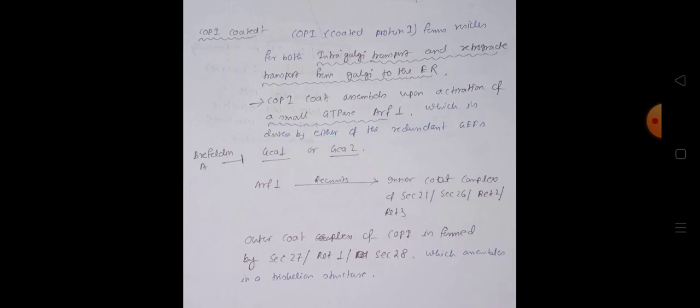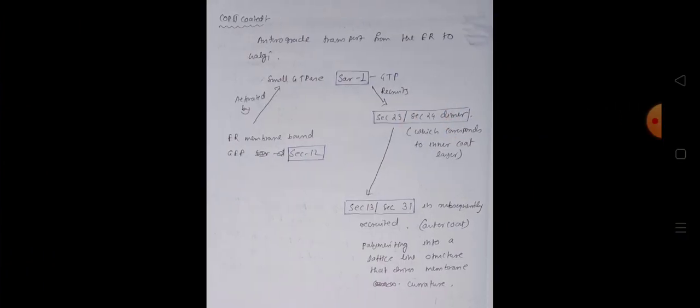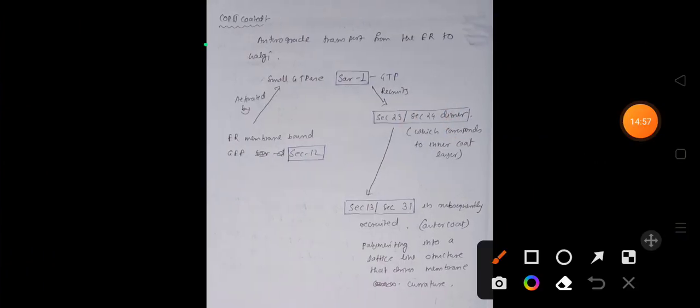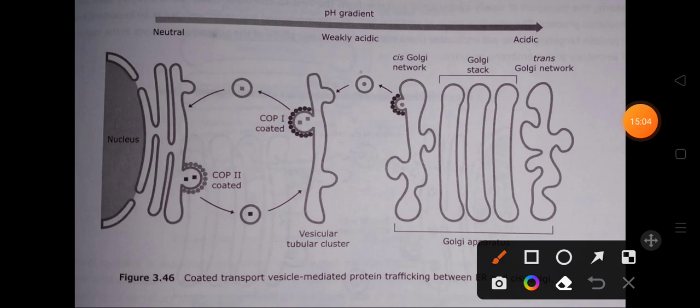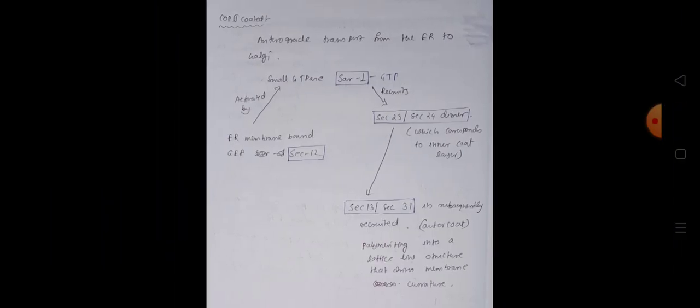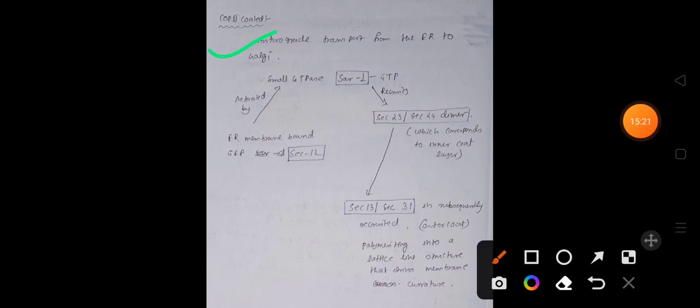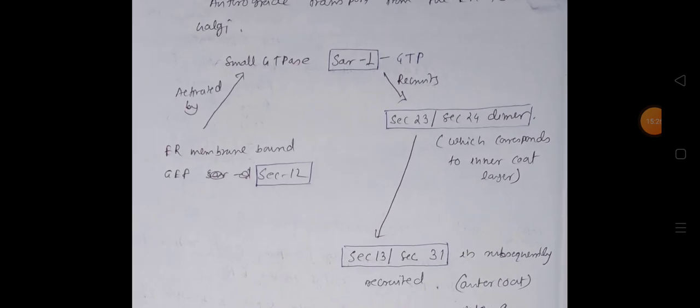Now let's move to the next type of vesicles, that is COP2 coated vesicles. If we go back to the diagram, COP2 coated vesicles are responsible for anterograde transport. Anterograde transport means the transfer from ER to Golgi. Now let's talk about how they are activated.